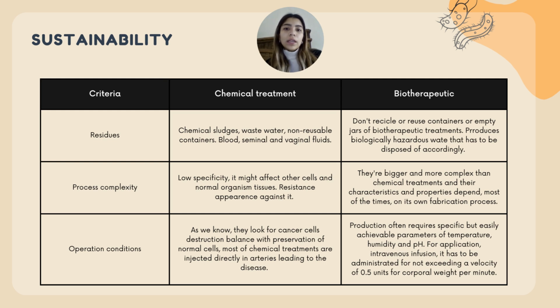The process complexity in a chemical treatment is the low specificity, and it might affect other cells. And in a biotherapeutic, they're bigger and more complex than chemical ones, and their characteristics and properties depend most of the time on their own fabrication process. And for the operation conditions, in a chemical treatment they search for a balance with preservation of normal cells, and the other one often requires specific but easily achievable parameters of temperature, humidity, and pH.